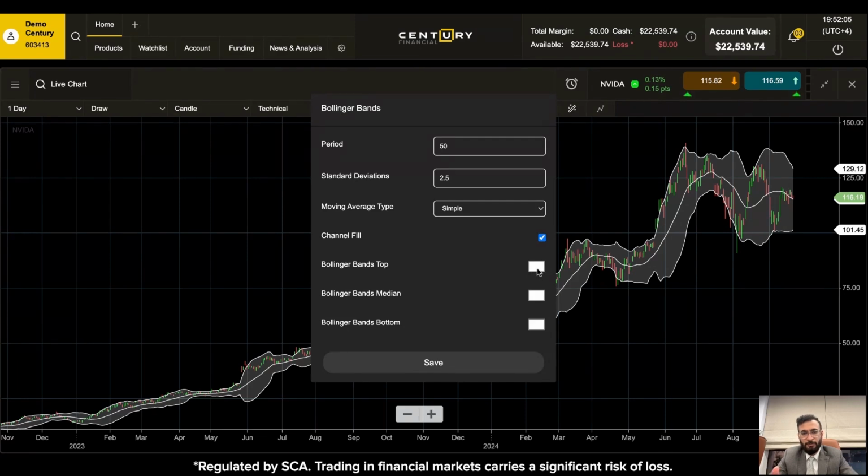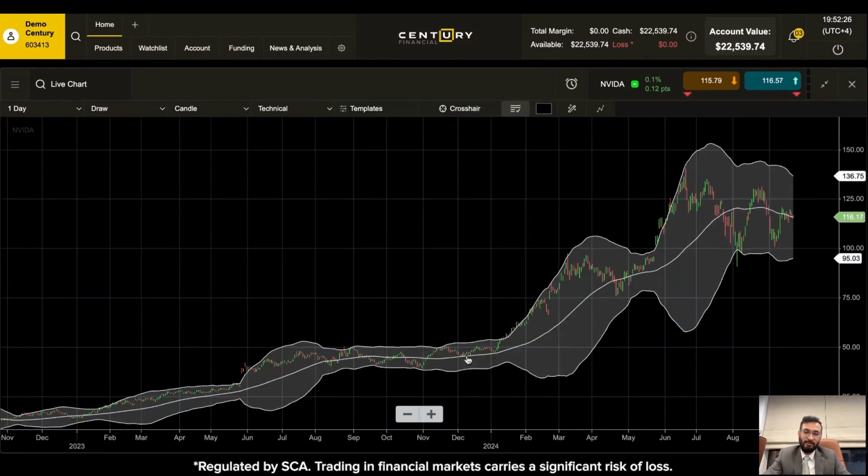Then there are going to be Bollinger Bands at the top, at the bottom, and then again there's a median. The median is the standard deviation line. So the upper band shows maximum deviation from the average. The lower band shows the maximum deviation on the lowest side from the average. So it shows you the buying and the selling signals.